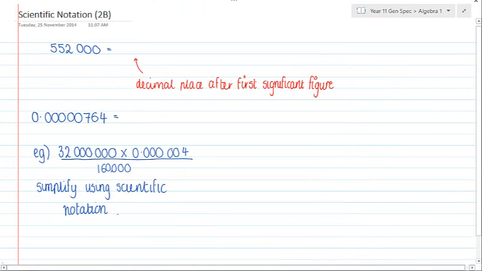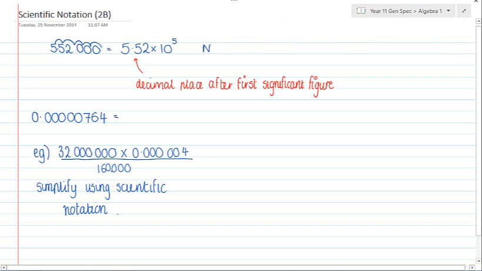This lesson is a quick review of scientific notation, which should be familiar to you from earlier years. Remember, scientific notation allows us to represent really big numbers, such as 552,000, in a more compact way. It's easy to do. All we do is move the decimal place backwards until we reach the first significant figure. So in this case, it would be 5.52 times 10 to the power of how many places we move the decimal point, which was 1, 2, 3, 4, 5, times 10 to the power of 5.